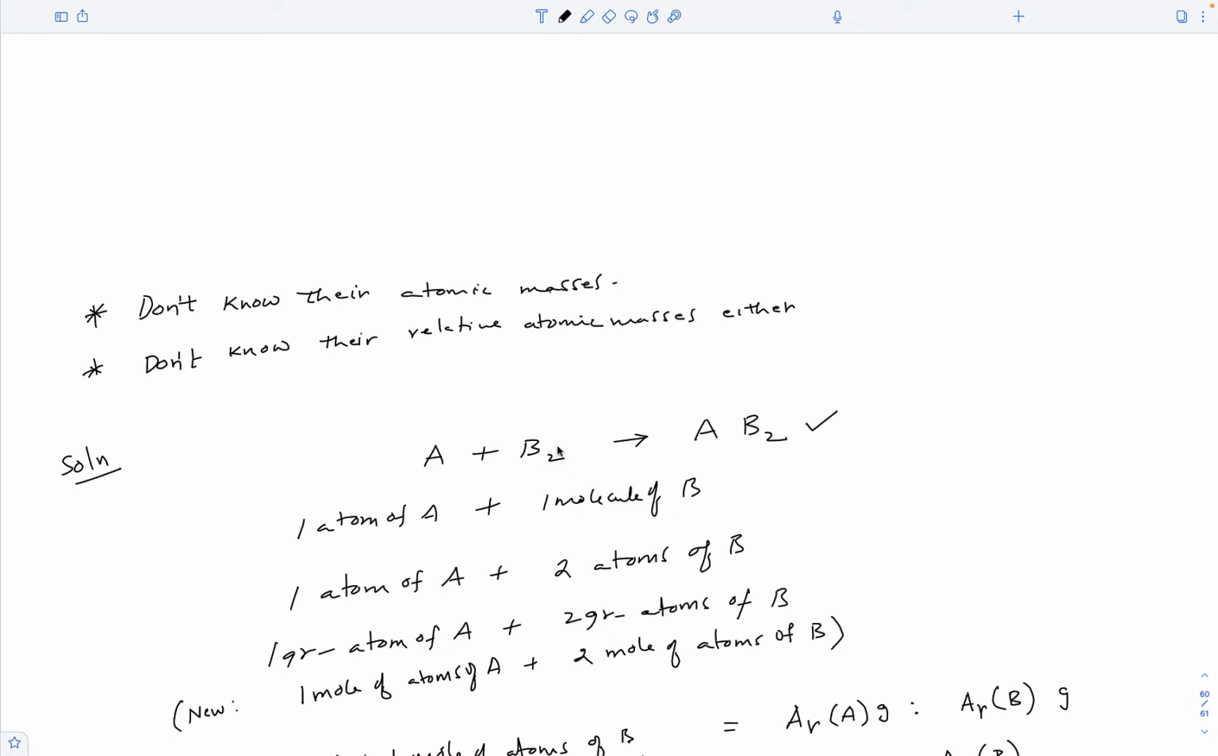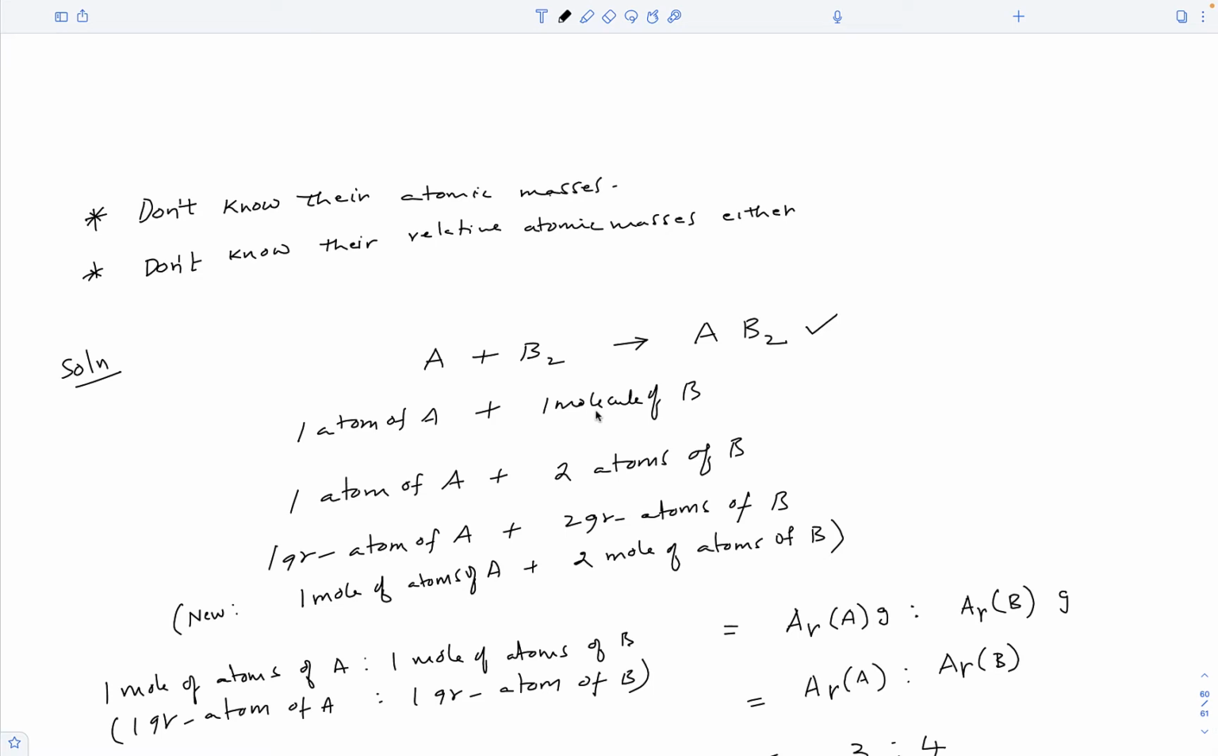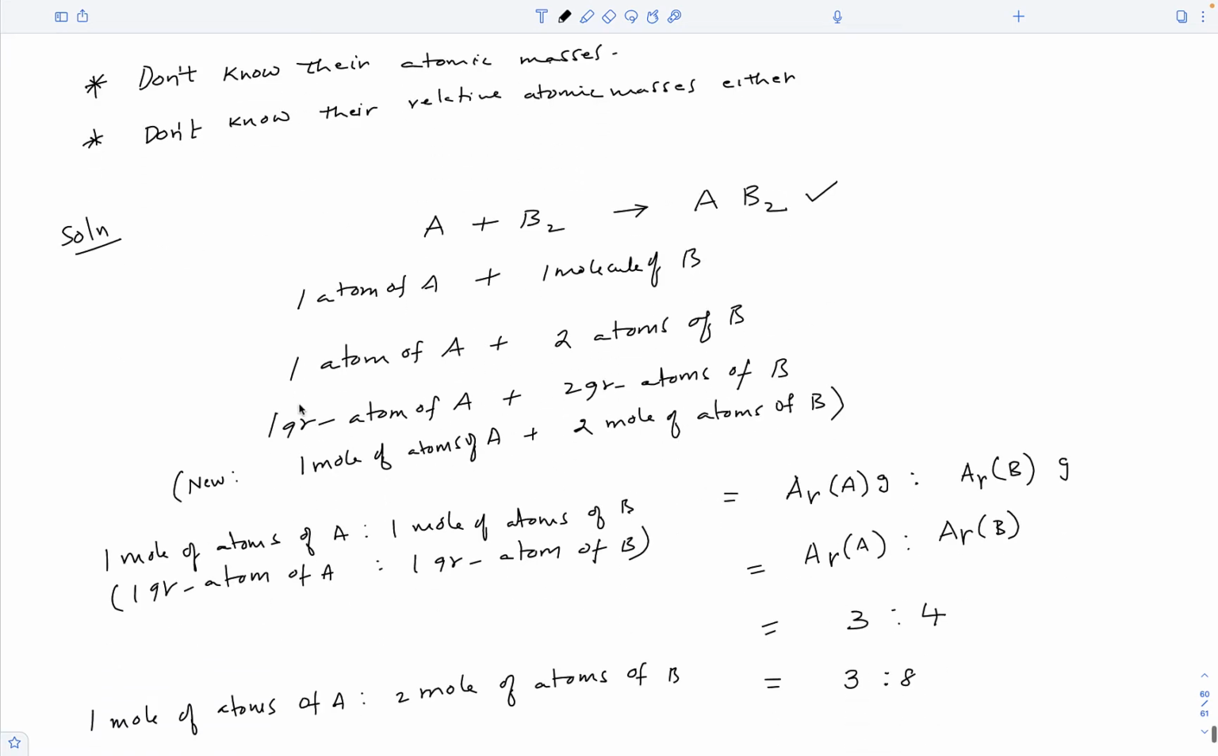From this equation, we understand that a molecule of B has two atoms. So for my calculation, I can replace one molecule of B with two atoms of B. So one atom of A combines with two atoms of B. Or one gram atom of A combines with 2 gram atoms of B. Now we have replaced gram atom with mole. So 1 mole of atoms of A combines with 2 moles of atoms of B.